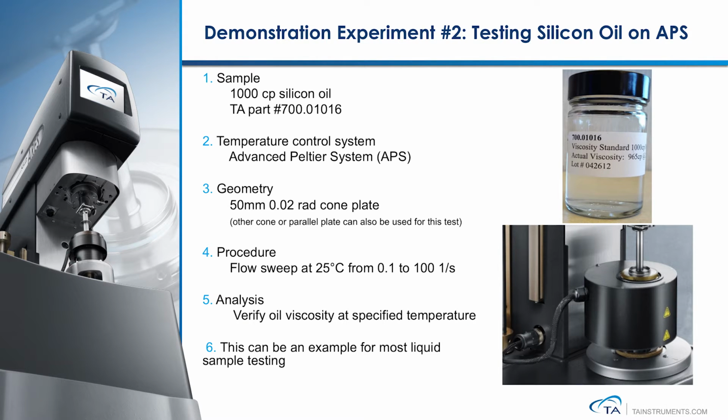The second sample we're testing here is a Newtonian silicon oil with a viscosity about 1000 centipoise at 25 degrees Celsius. This sample is also available and can be purchased from TA Instruments. We will demonstrate using the advanced Peltier system with a 50 mm 0.02 radians cone plate for the measurement. The test procedure is a steady-state flow sweep test under 25 degrees C. We will verify the viscosity of this oil at this specified temperature. This test method can be an example of analyzing viscosity property of most liquid samples.